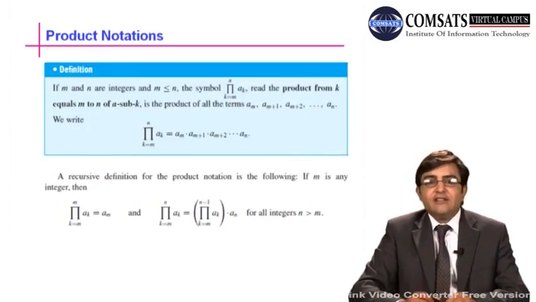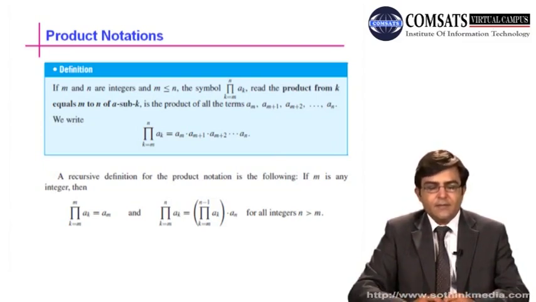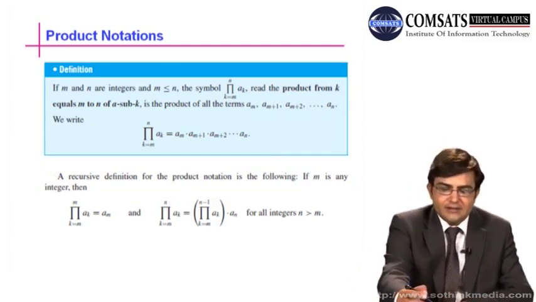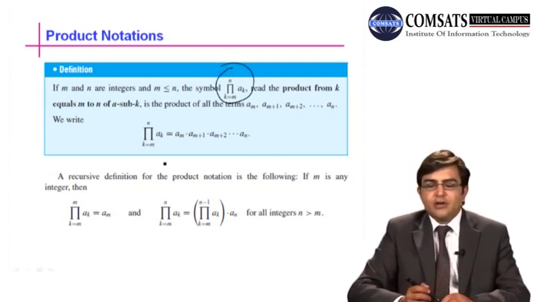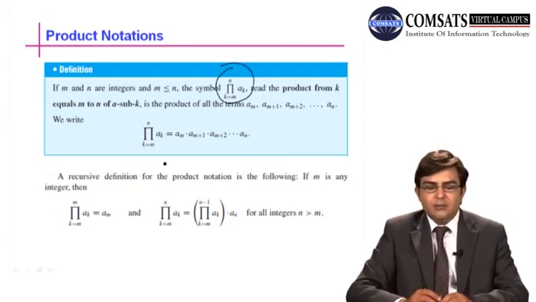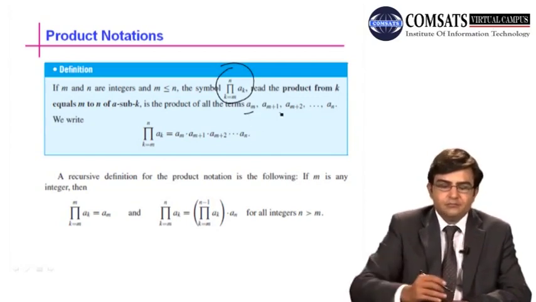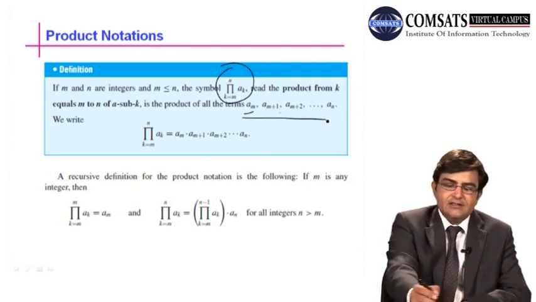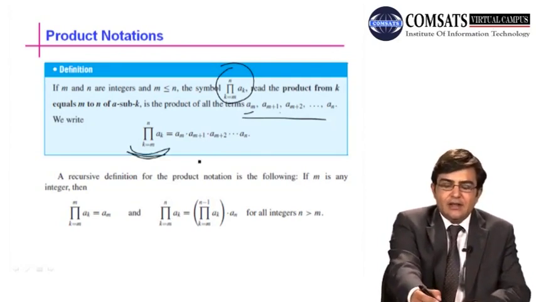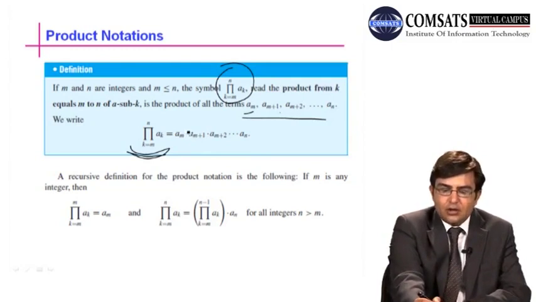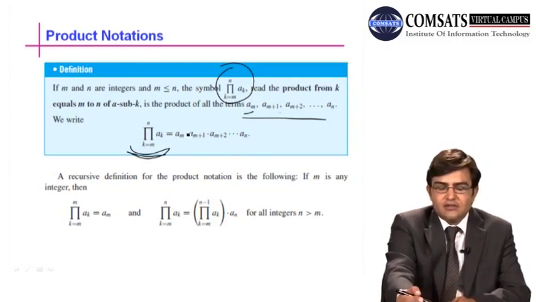As we have defined the sums of the terms of the sequences, we can also define the product of the terms of the sequences. If m and n are integers and m is less than or equal to n, this symbol, read as the product from k equals m to n of a sub k, is the product of all terms of the sequence from m to n, and we write it as this. Just like the summation, here we write a dot, which represents multiplication, instead of a sum, which is plus.